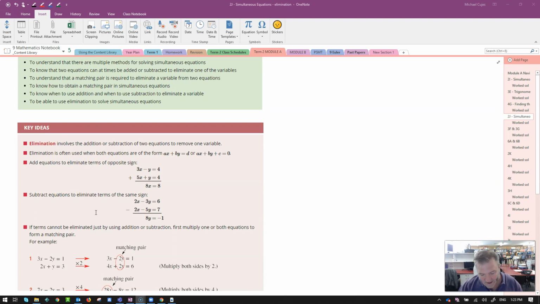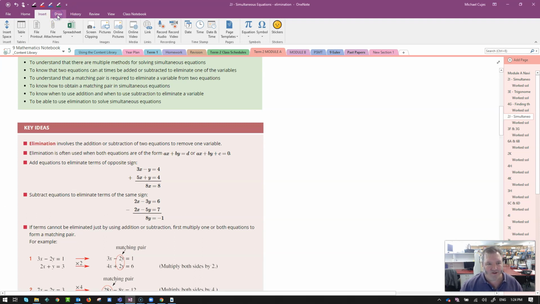If the coefficients are the same, and in this second example we've got 2x and 2x, so they're both positive, then to eliminate them I'd need to subtract the second equation from the first one. So when I go 2x minus 2x, that will give me 0x. That's going to work out nicely for me there.